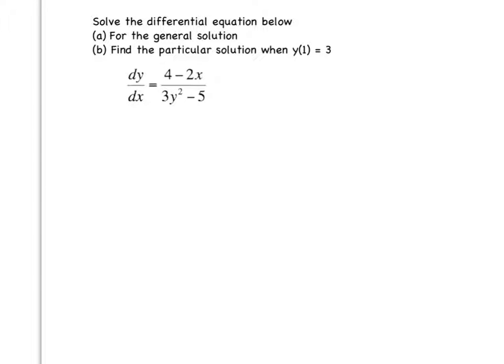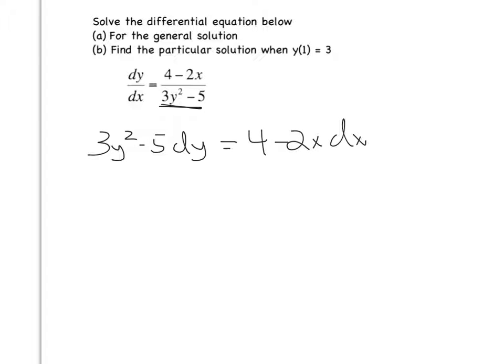All right, then last example, and there's something a little bit different that happens here just because of the nature of the problem. But we are going to look for a general solution and a particular solution. And this one's already pretty geared up for us. I can just multiply both sides by 3y squared minus 5 and by dx. And so I do the same trick here, moving all my y stuff to one side and my x stuff to the other. And we're already geared up to integrate.